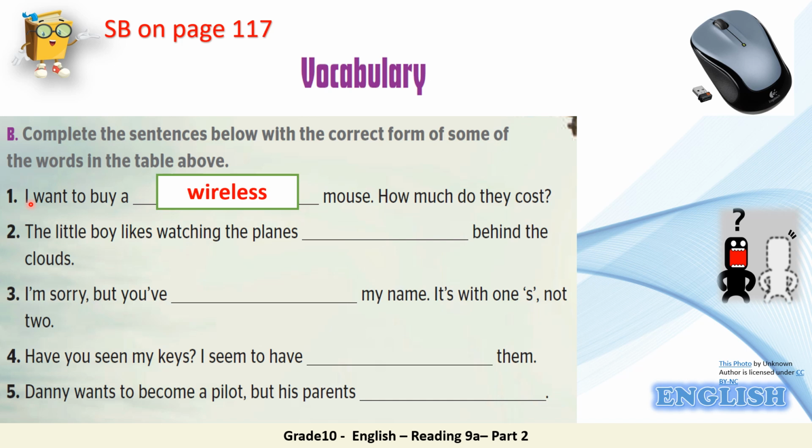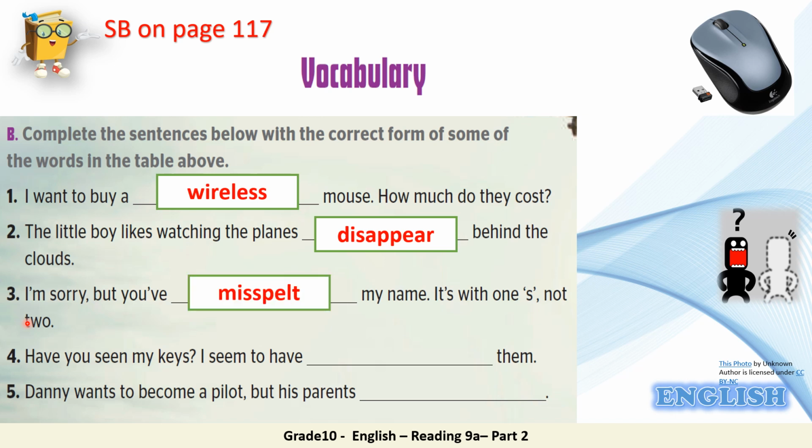Sentence number 2. The little boy likes watching the planes blank behind the clouds. What do the planes do behind the clouds? Excellent, disappear. Sentence number 3. I'm sorry, but you've blank my name. It's with S, not Z. So here the person is writing, and what did he do? Very good, he misspelled his name. Number 4. Have you seen my keys? I seem to have blank them. What happened to the keys? Misplaced them. Good, put them in the wrong place.